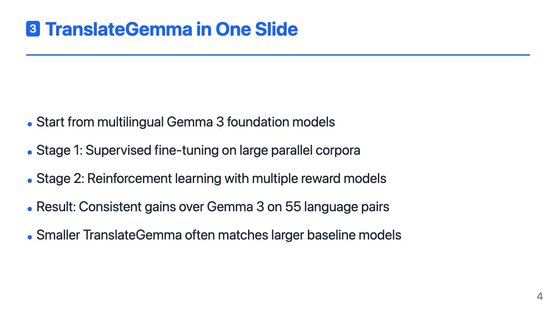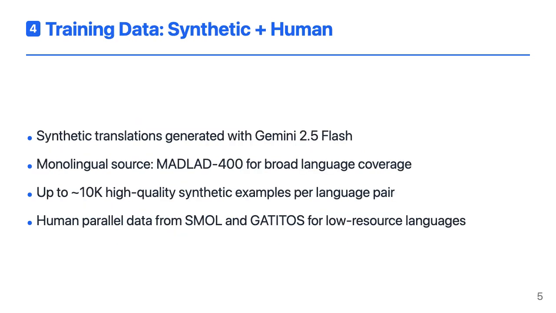scripts. The TranslateGemma recipe has 2 main stages. First, the team starts from the multilingual Gemma 3 foundation models. They then run supervised fine-tuning on a large, carefully constructed mix of parallel data. After that, they apply reinforcement learning using several different reward models that directly target translation quality and naturalness. The end result is that, across 55 language pairs, TranslateGemma consistently outperforms the original Gemma 3 models. In many cases, a smaller TranslateGemma model matches or even beats a larger baseline, which is a big win for efficiency. A key ingredient is the training data.